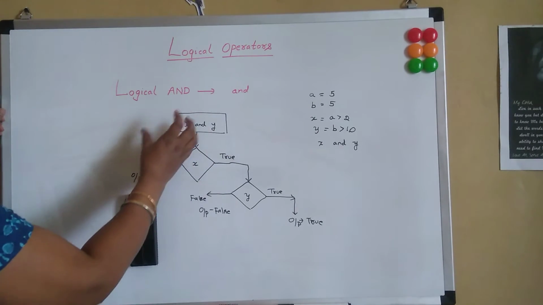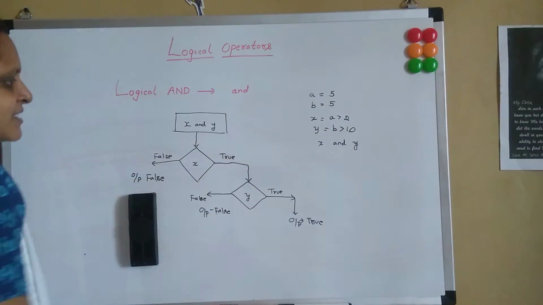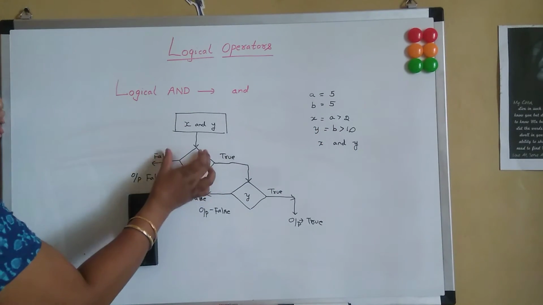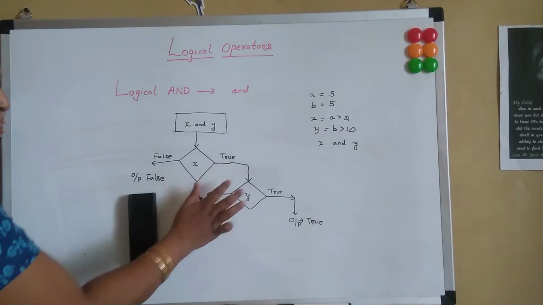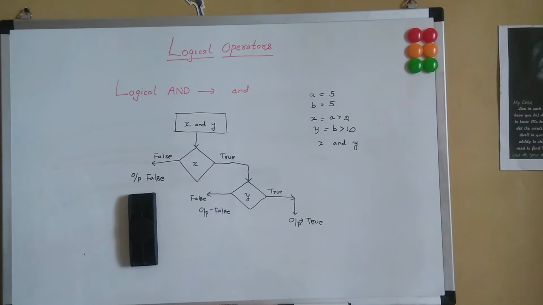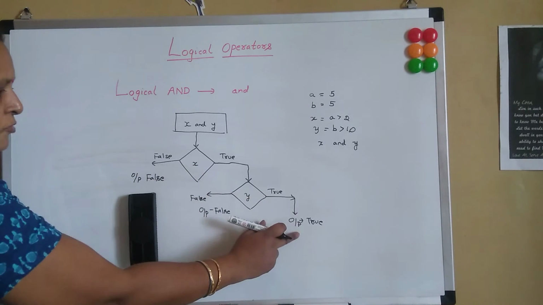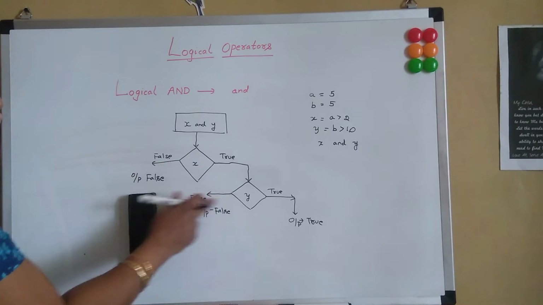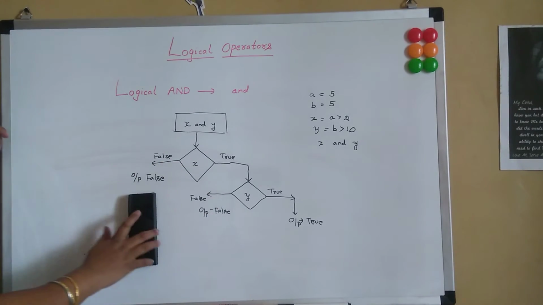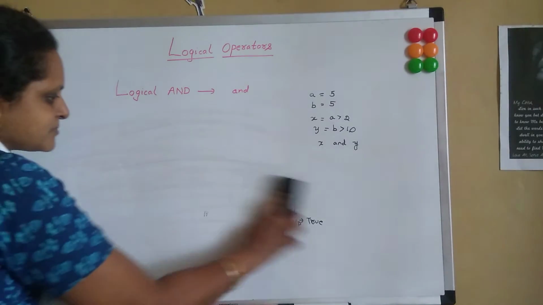It works on test expressions, that is A greater than 2, B greater than 10, and based on that, it will turn out to be true or false. So the final output will be a Boolean type, either false or true. Only when both the expressions turn out to be true, the output is true, else the output becomes false. So this is how the logical AND works in Python.